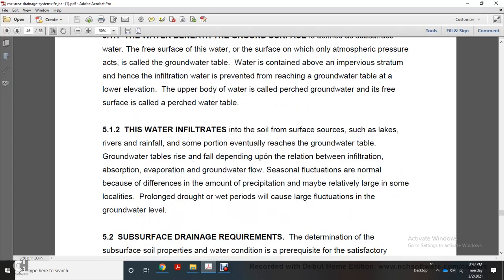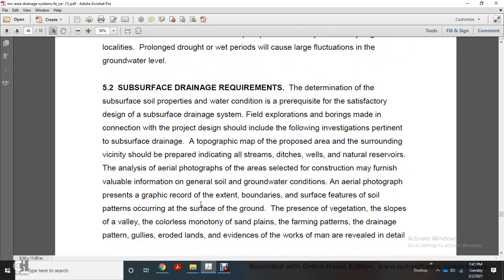The groundwater table rises and falls depending on the balance between infiltration, absorption, and evaporation. Seasonal fluctuations are normal because of differing amounts of precipitation and may be relatively large in some localities. Prolonged drought followed by wet periods will cause a large fluctuation in groundwater level.